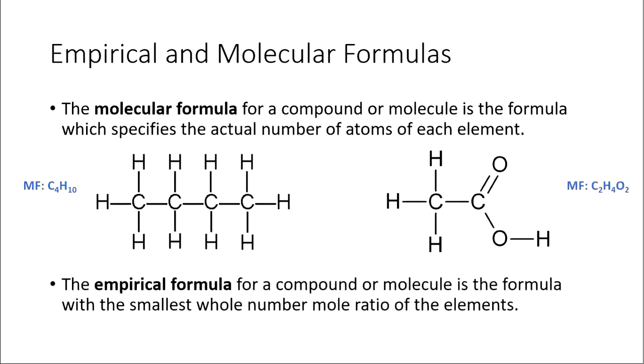Now, the empirical formula is the formula with the smallest whole number mole ratio of the elements. So, if you take a look at the substance on the left, we say that there are 4 carbons and 10 hydrogens. The ratio of the elements is 4:10. Well, can that be reduced? Yes, it can. So the empirical formula is C₂H₅. The 4:10 ratio is reduced to 2:5.